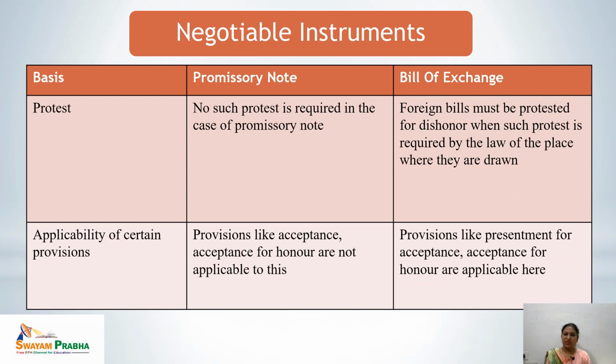Next difference is protest. No such protest is required in case of a promissory note. But in case of a bill of exchange, foreign bills must be protested for dishonor when such protest is required by the law of the place where they were drawn. Next and last is the applicability of certain provisions. Provisions like acceptance for honor are not applicable to promissory notes. But in case of a bill of exchange, these provisions are a must. They are applicable in case of a bill of exchange. So all these points show that there is a difference between the promissory note and the bill of exchange.